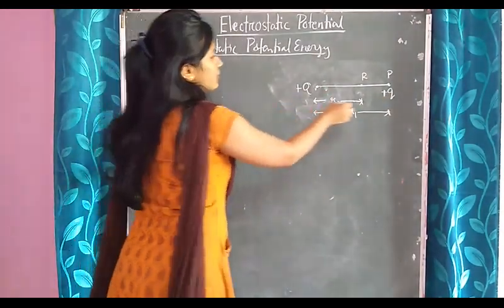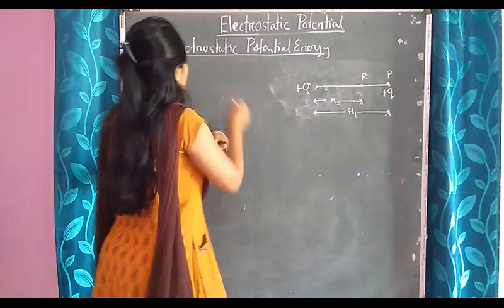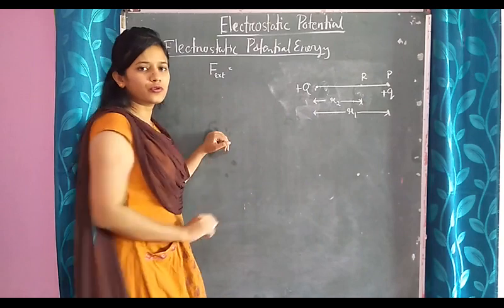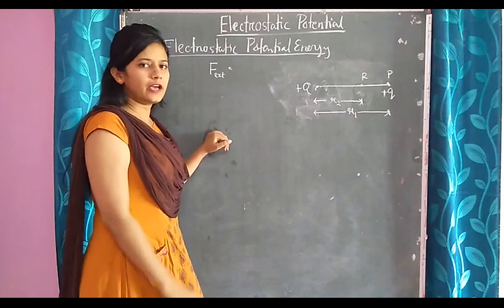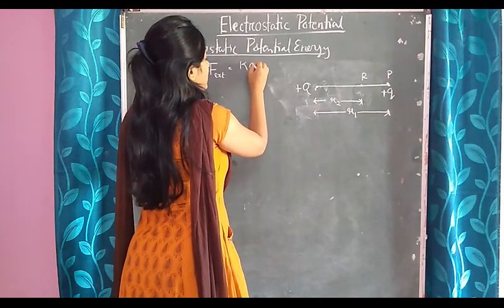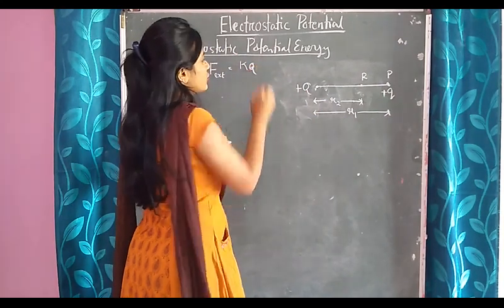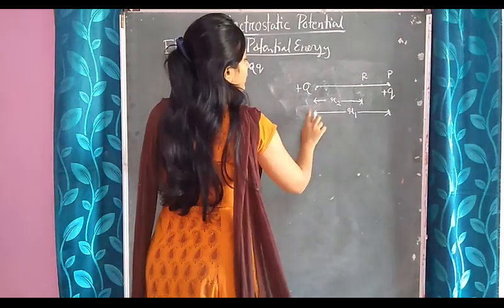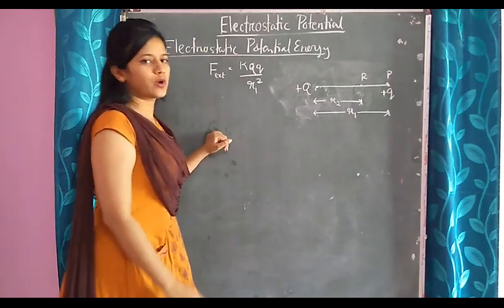So what is the force? First we will see. Due to Coulombic force of repulsion, we will have a force formula, and that is F external. We have to do work against this repulsive force, so I am writing F external force. F external will be K Q1 Q2 by the distance between them squared. In place of Q1 I will write Q, in place of Q2 I will write small q, and the distance between them is r1 squared.